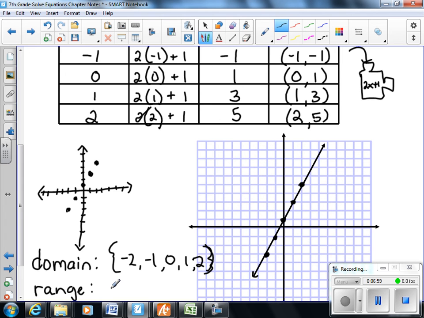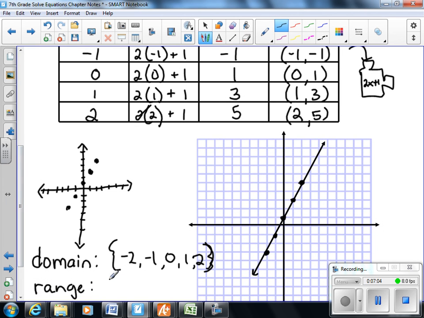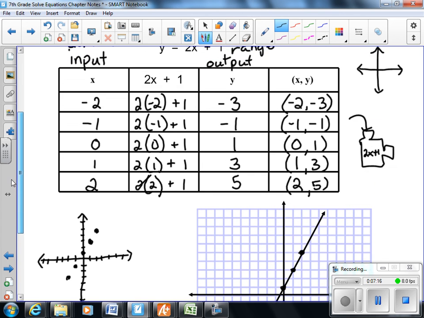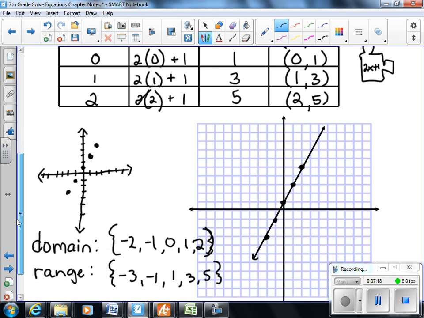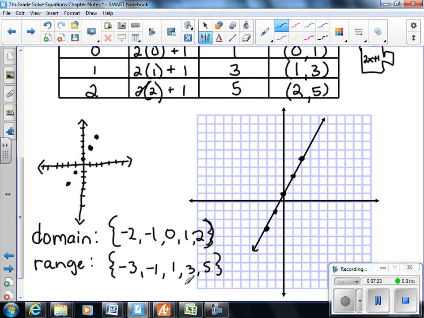And the range, -3, -1, 1, 3, and 5. Now that is the domain and range for the table that I was given. Okay, they're stating the domain is your x values, your range are your y values. And this one does make a linear function or linear graph.